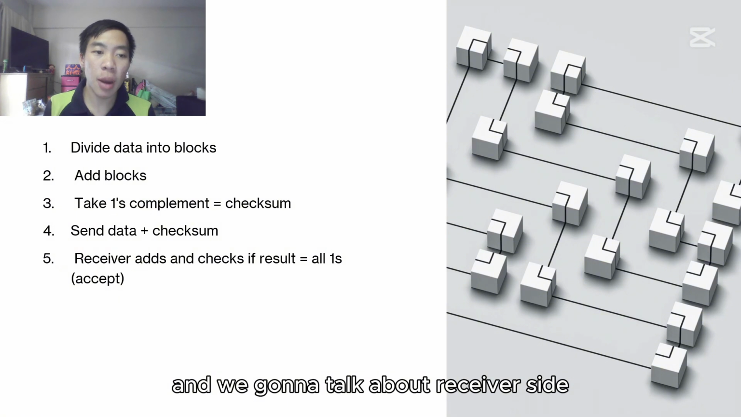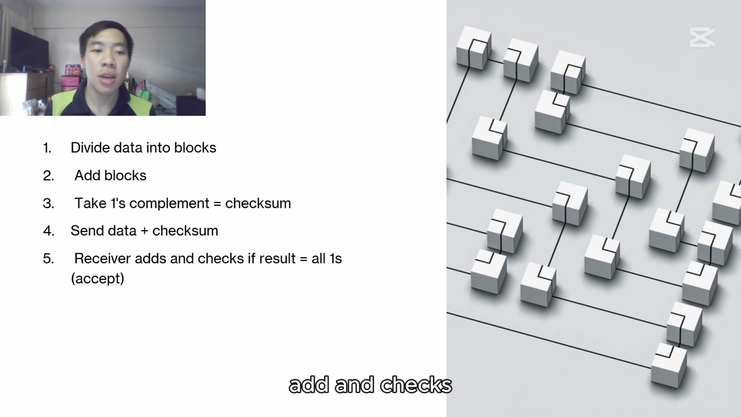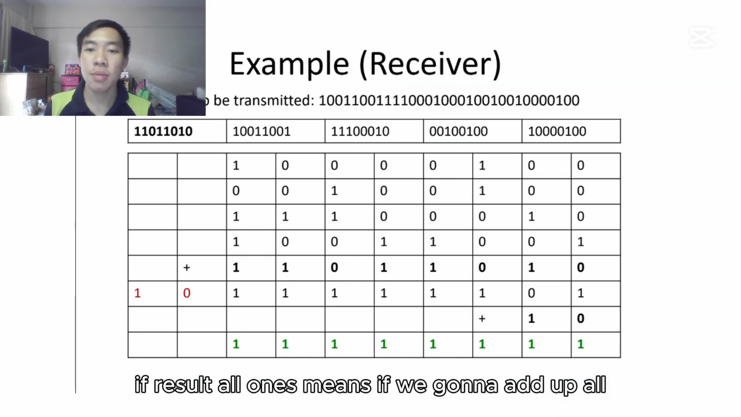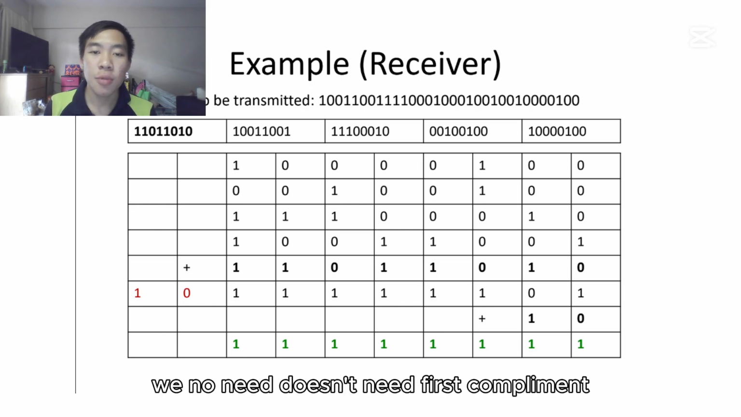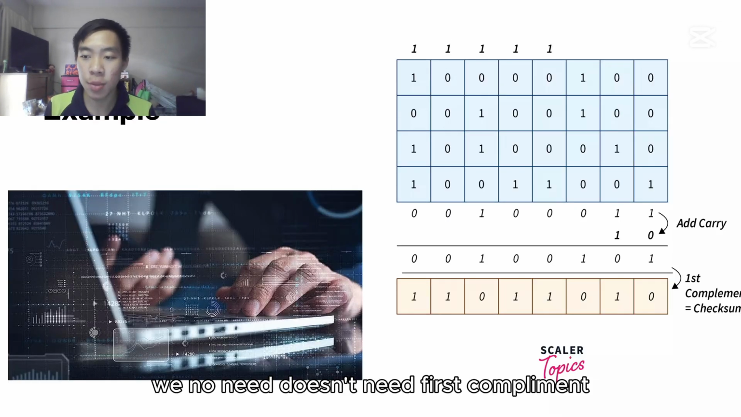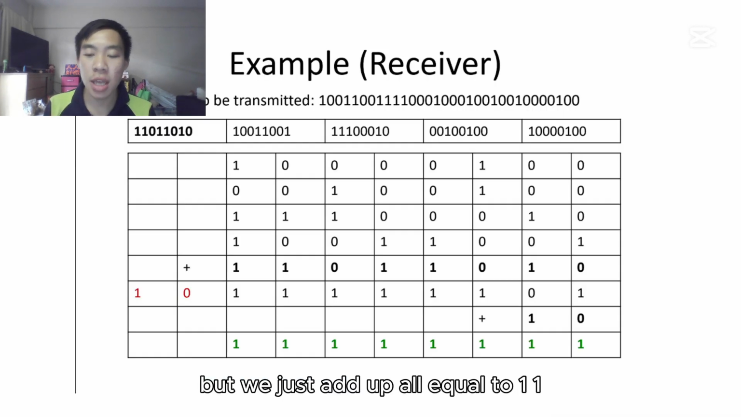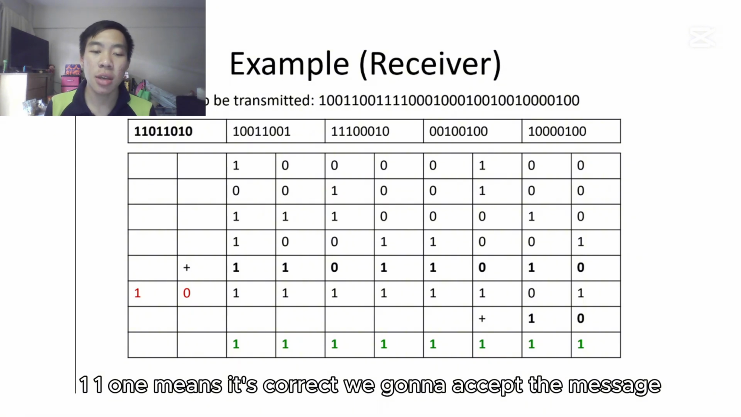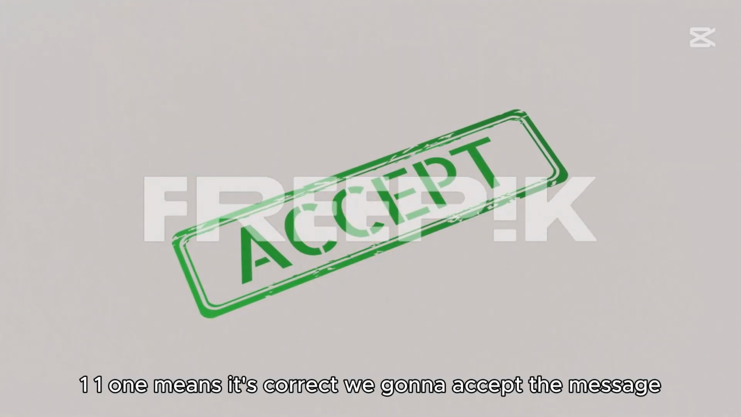And we're gonna talk about the receiver side: add and check if the result is all ones. It means if we add up everything, we don't need the complement, we just add it all up, and if it equals 1, 1, 1, 1, 1, it means it's correct. We're gonna accept the message.